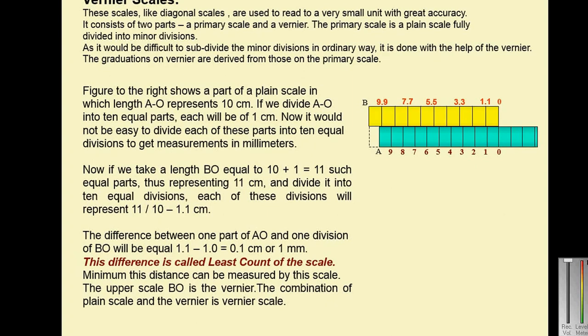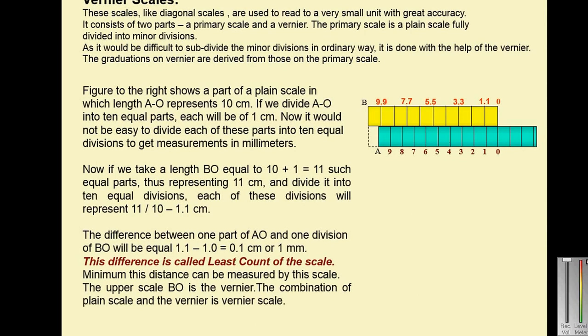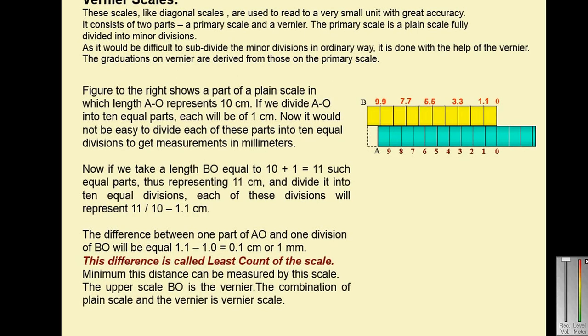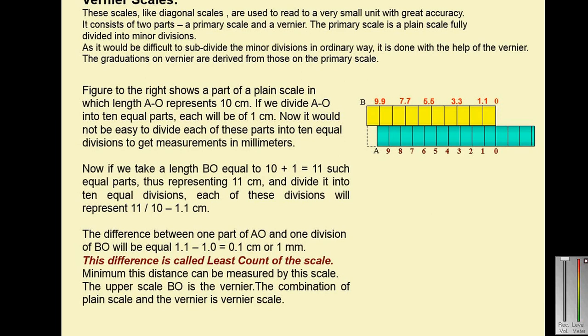each of these divisions will represent 11 by 10, which is 1.1 centimeter, and the difference between one part of AO and one division of BO will be 1.1 minus 1.0, which is equal to 0.1 centimeter or 1 millimeter. This difference is called the least count of the scale, or LC, which means the minimum distance that can be measured by this scale. The upper scale BO is called the vernier. The combination of the plane scale and the vernier is called the vernier scale.